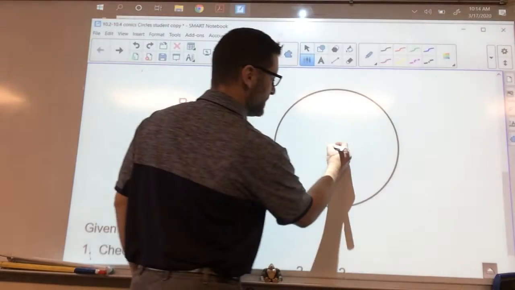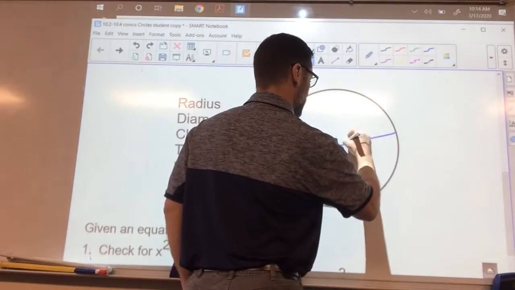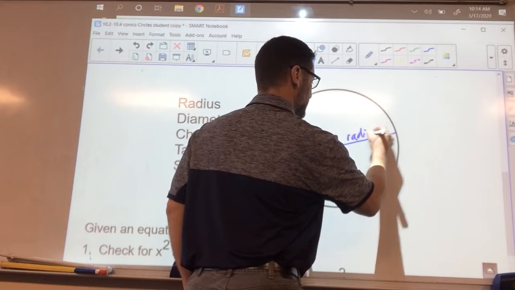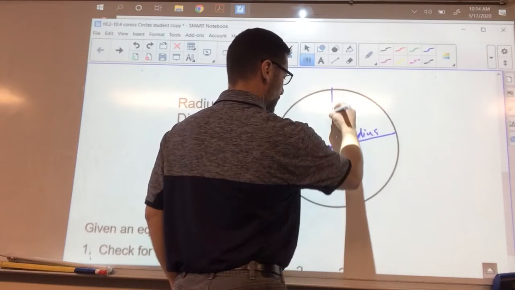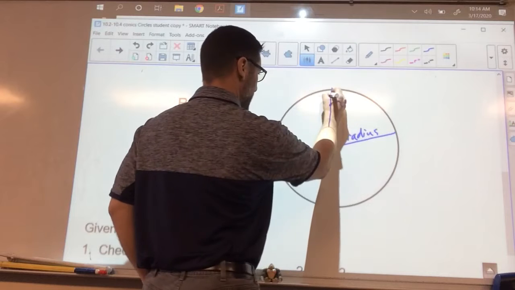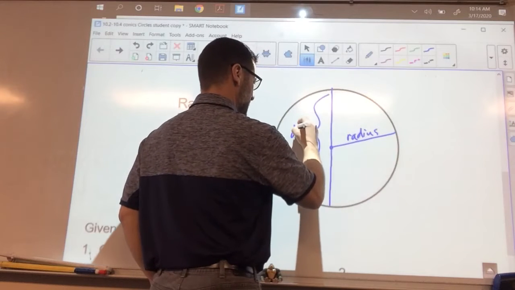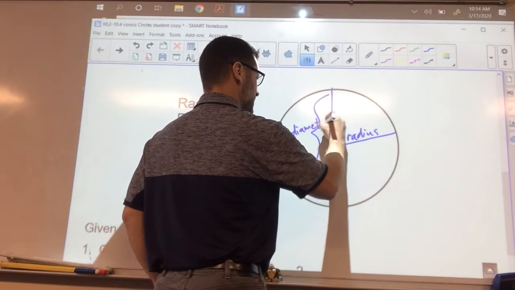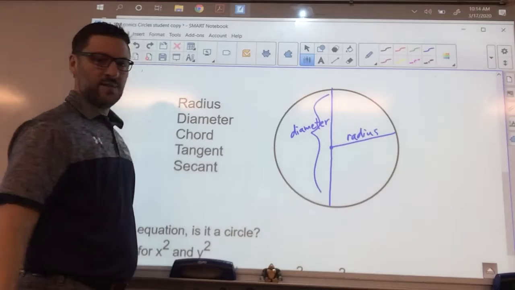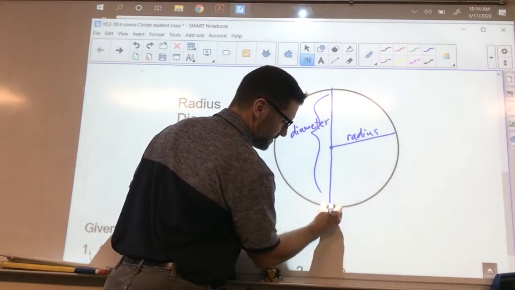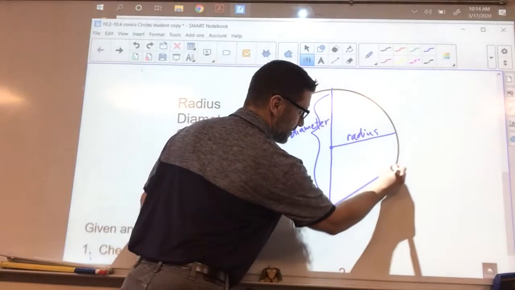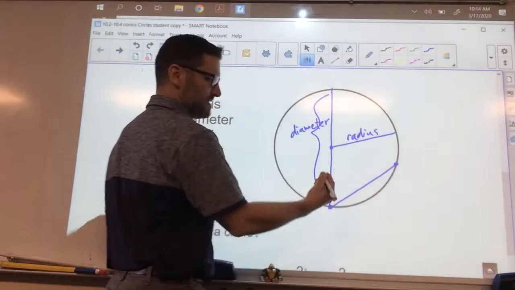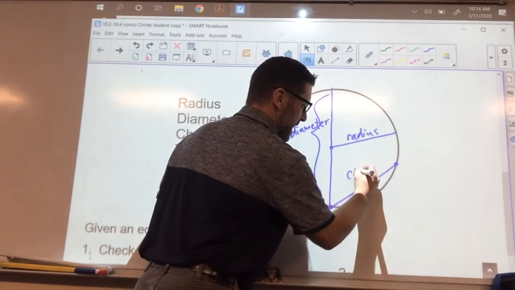A little bit of circle vocab. Radius, we know. Center out. Diameter, we know. Through the center, the entire length. A chord is a little different. A chord starts on one spot and goes across the circle. It doesn't necessarily go through the center.